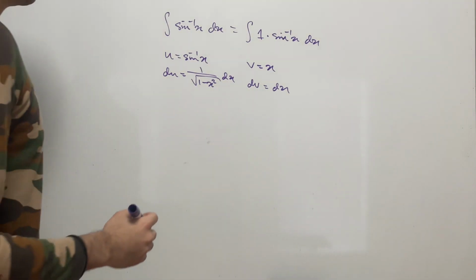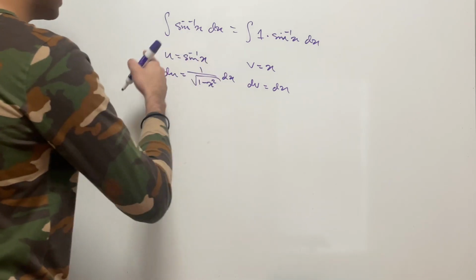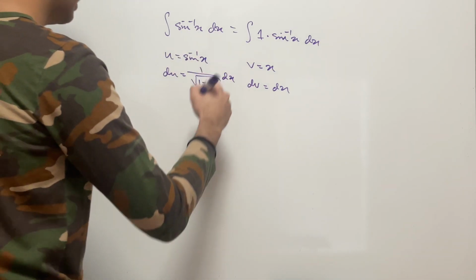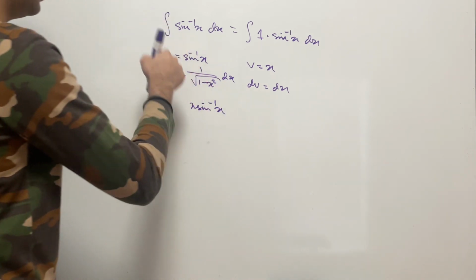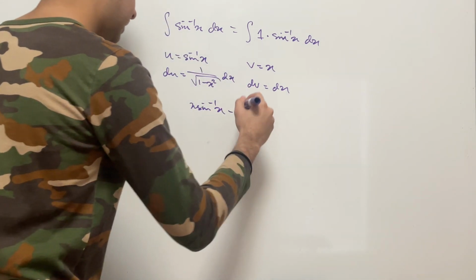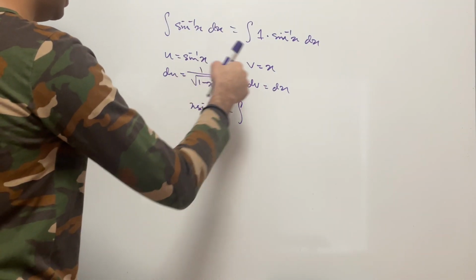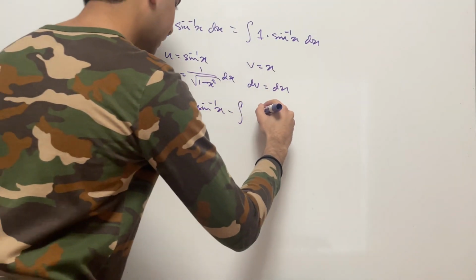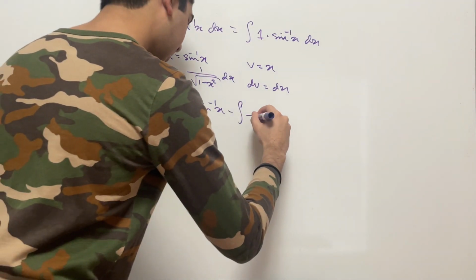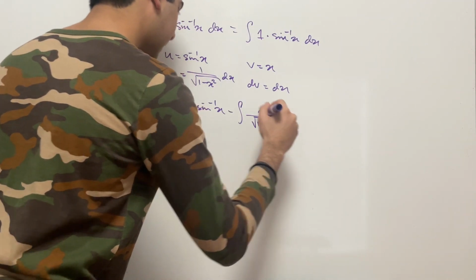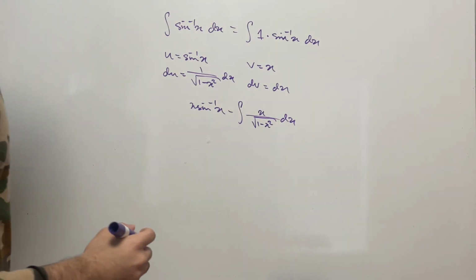Alright, so let's just use the old integration by parts formula to see what we get. Integration by parts, uv, so x inverse sine x, minus the integral of v du. So v times du, so minus the integral of x over the square root of 1 minus x squared dx. Alright, so this is our next task, integrating that.